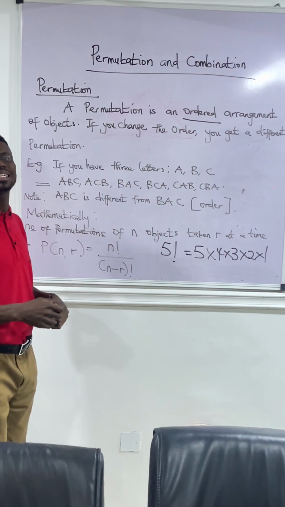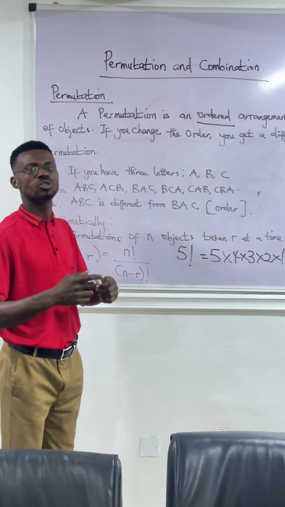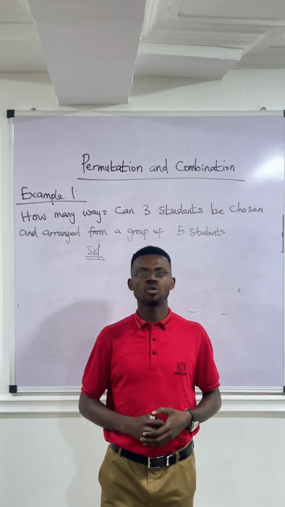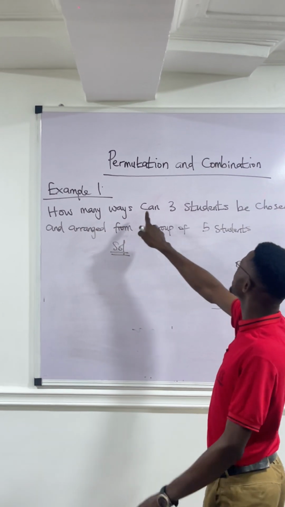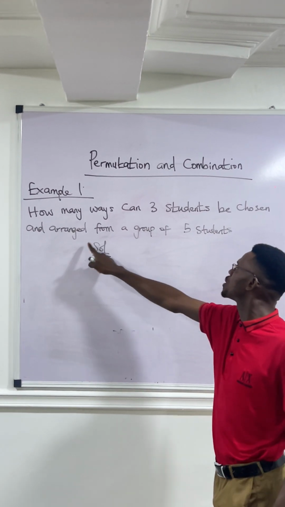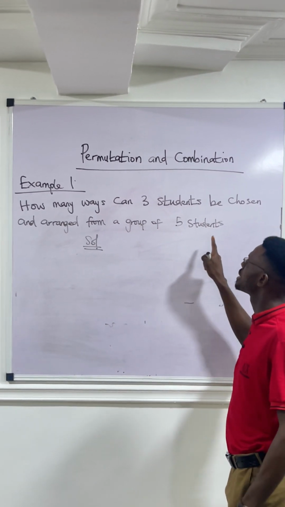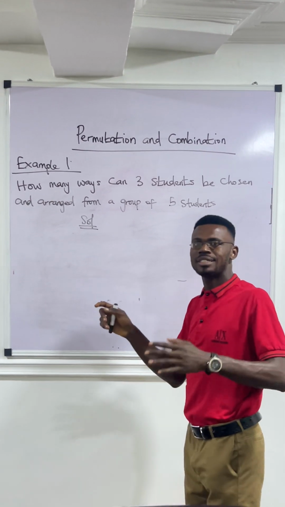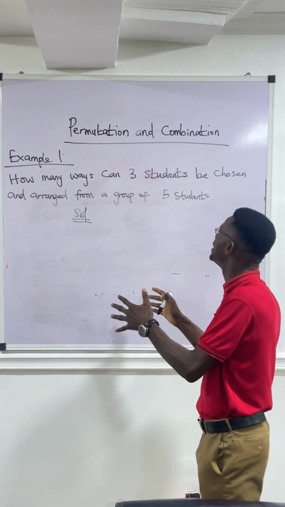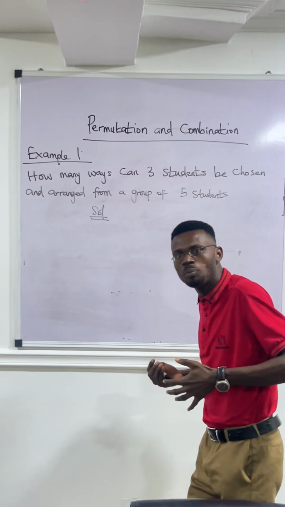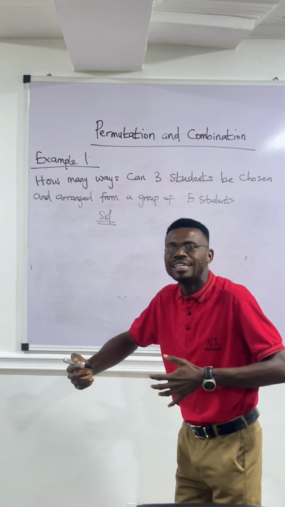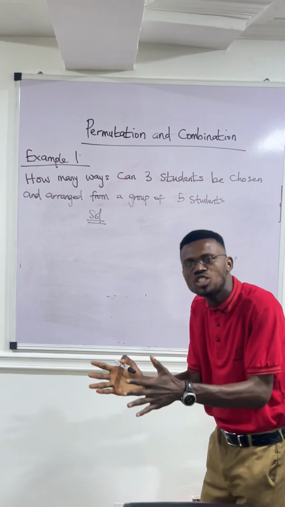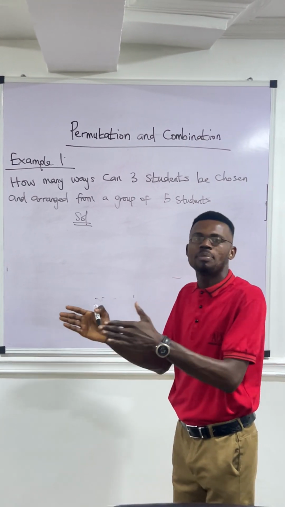Now we're just going to take one example for the sake of this class, and then we'll continue in our next class. Follow me. Okay, now here's an example for us to solve. How many ways can 3 students be chosen and arranged from a group of 5 students? Now take note again, there's an order here. So we are to pick 3 students from a group of 5, and then we are to find out the number of possible ways those 3 students can be arranged. Now this is a permutation question.